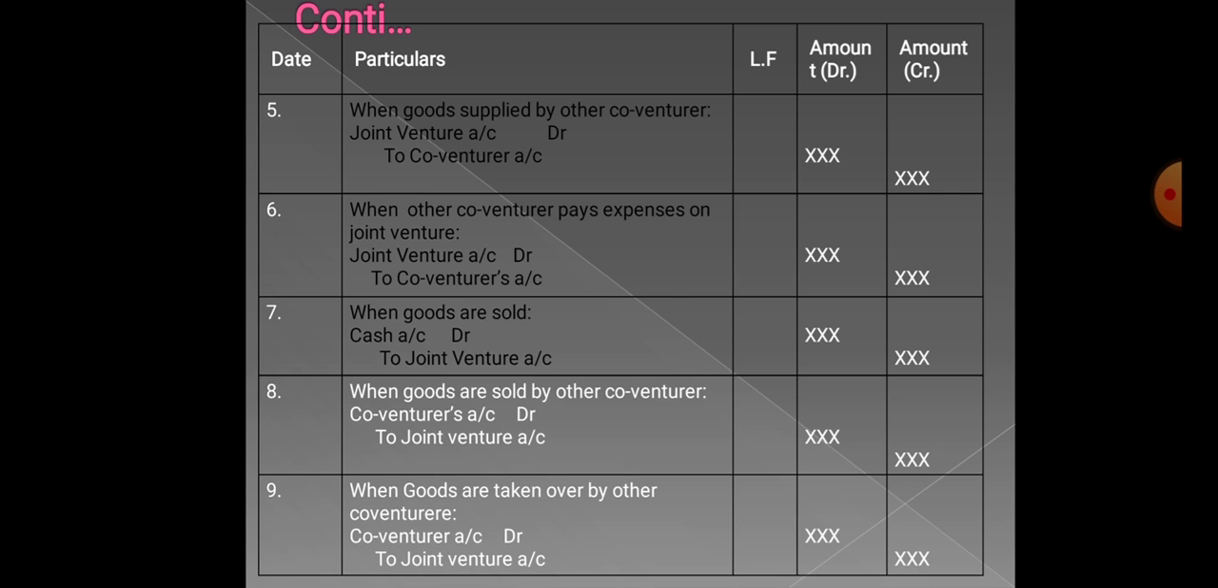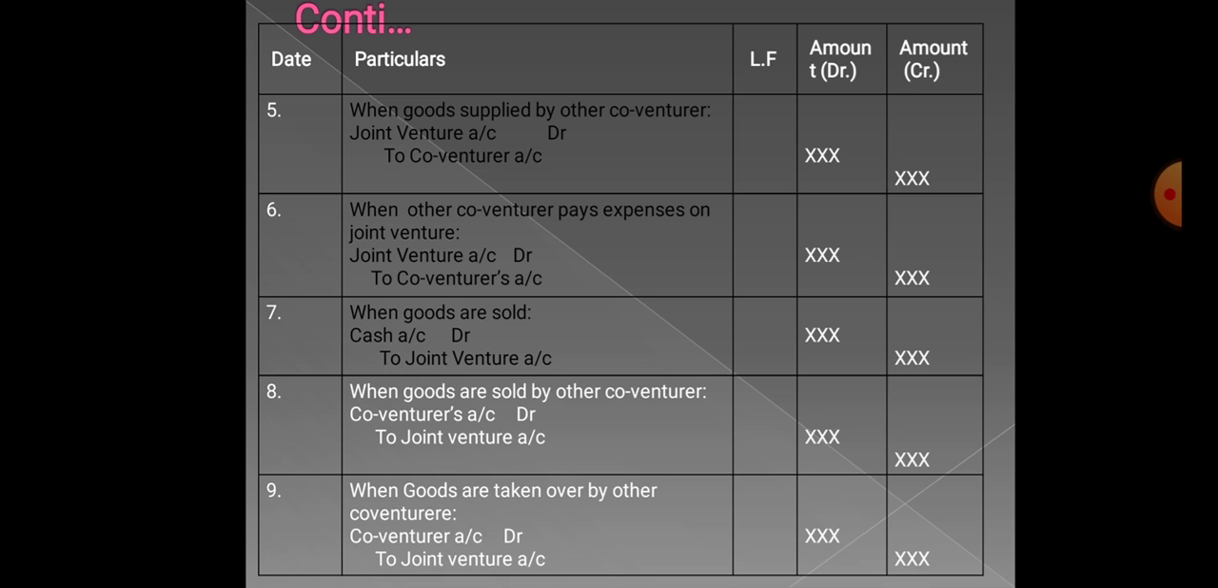Coming to the fifth entry, when goods are supplied by a co-venturer other than this particular co-venturer, then the entry would be joint venture account debtor to co-venturer account. Coming to the next entry, when the other co-venturer pays expenses on the joint venture, then the entry would be joint venture account debtor to co-venturer account.